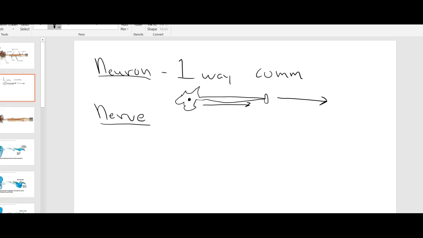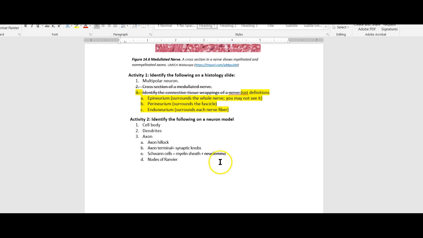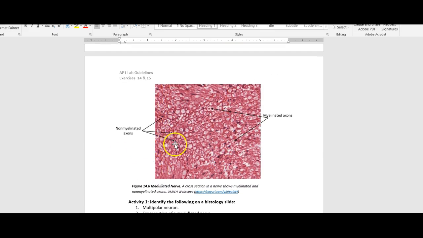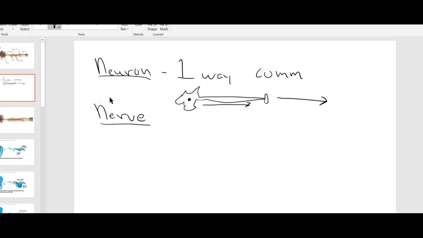A nerve, because as we saw here, each one of these little circular things is an individual neuron. So you've got many, many axons in a nerve, which means a nerve is, first and foremost, many neurons.